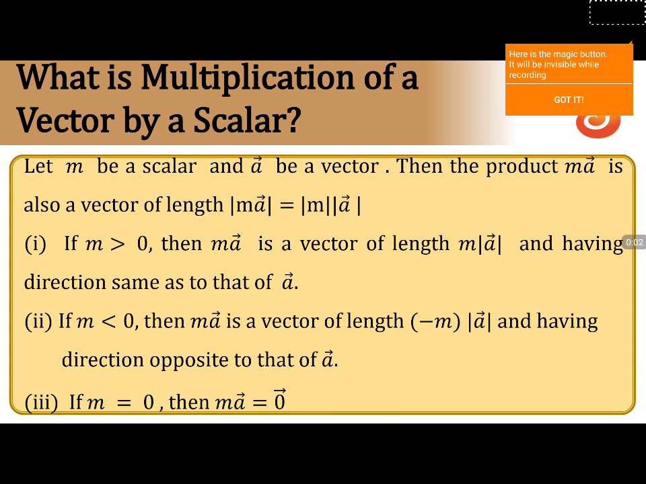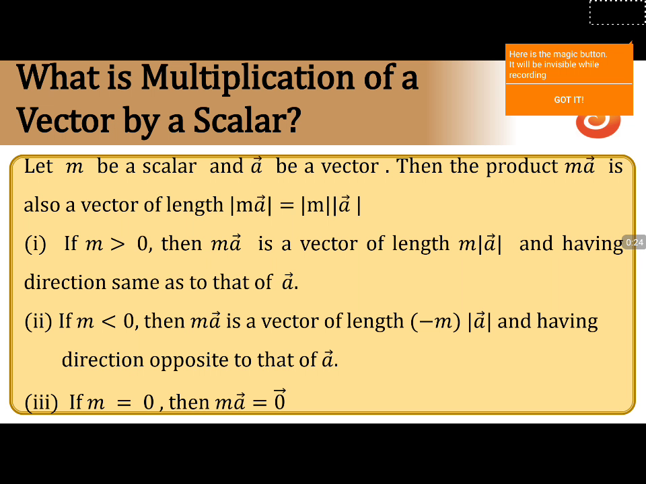Here we are going to discuss the multiplication of a vector by a scalar. Already we know the definition of a vector: a physical quantity which has both magnitude and direction is known as a vector. Moreover, it satisfies the vector properties.